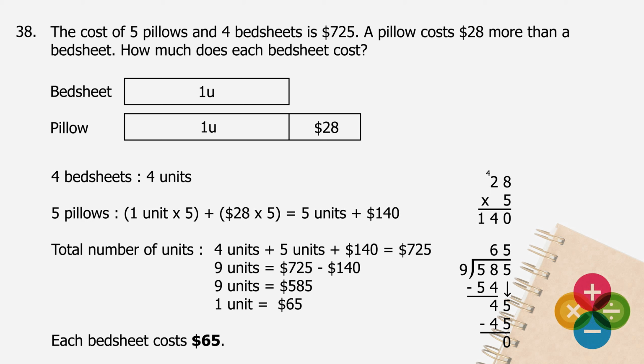The total number of units will be 4 units plus 5 units plus $140, which is equal to 9 units plus $140. 9 units will be, subtract $140 from $725, and the difference is $585. 1 unit will be, divide $585 by 9, and the quotient is $65. Each bedsheet costs $65.